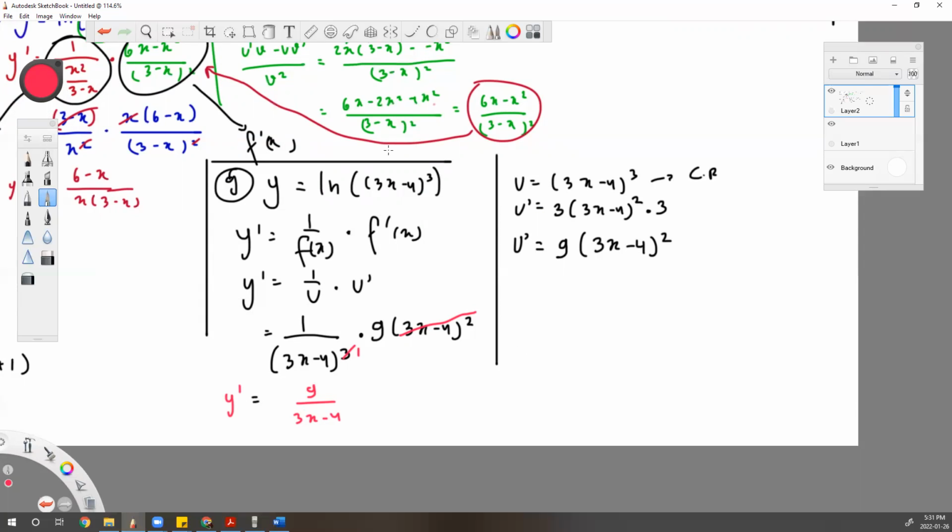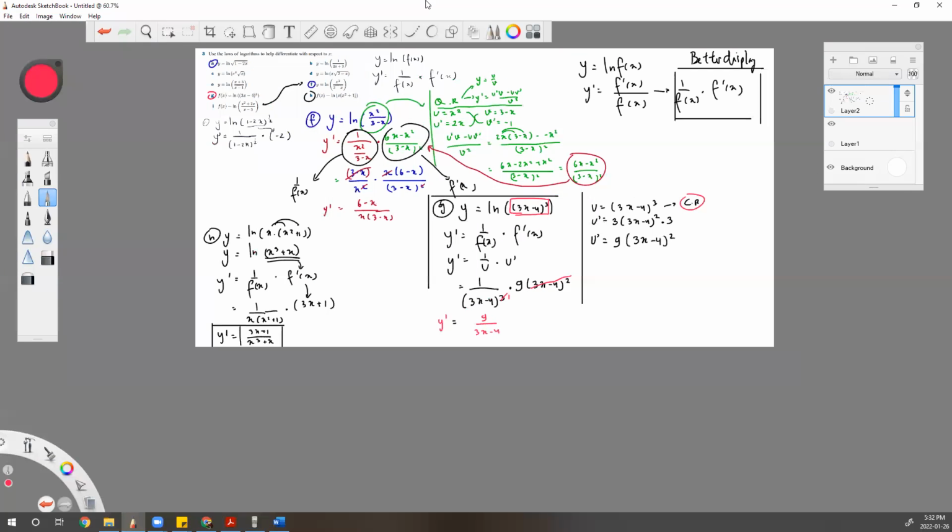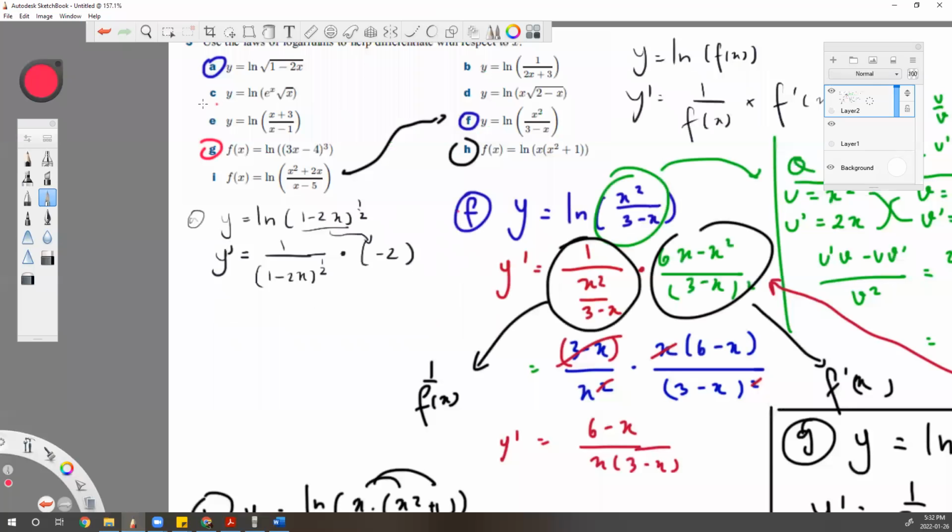Okay, so 1 over this, everything. This is the u, right? Times u accent. The u accent using the chain rule, CR. I just write CR, QR, PR: QR is quotient rule, PR is product rule. And that's all.